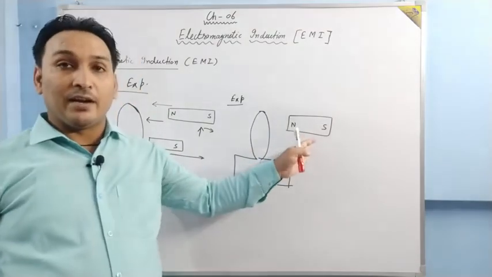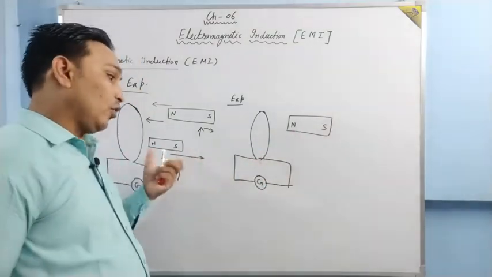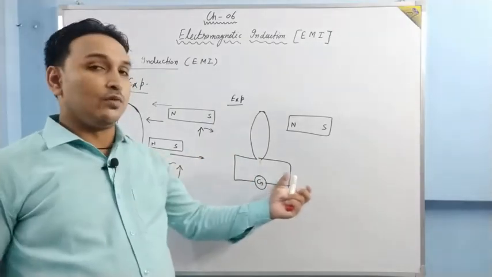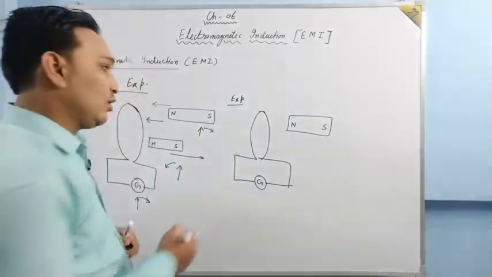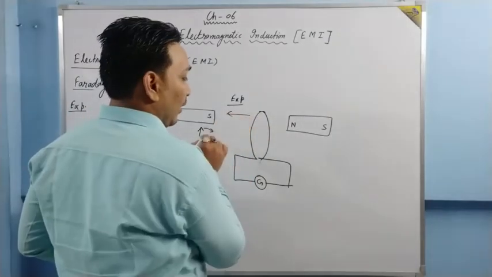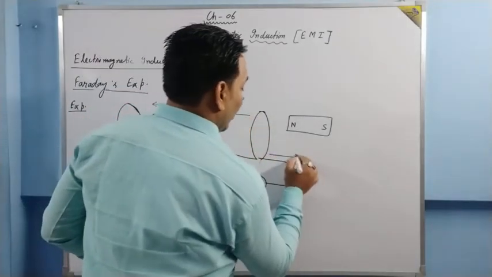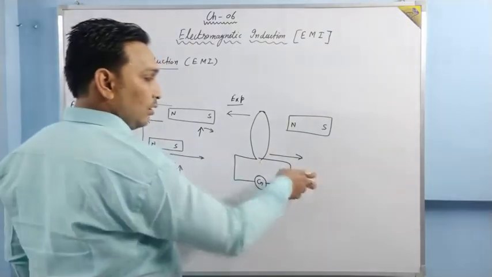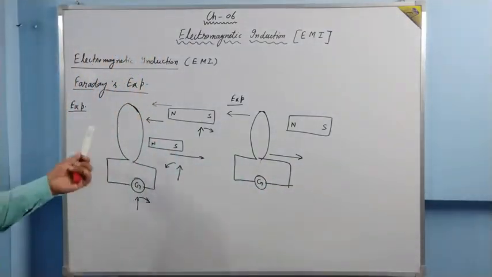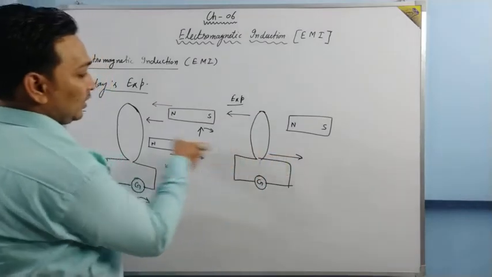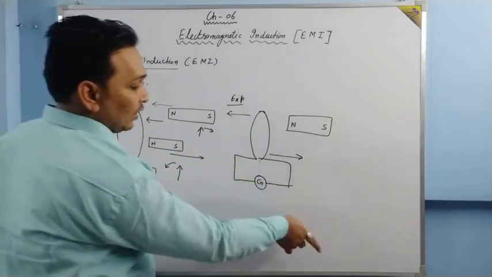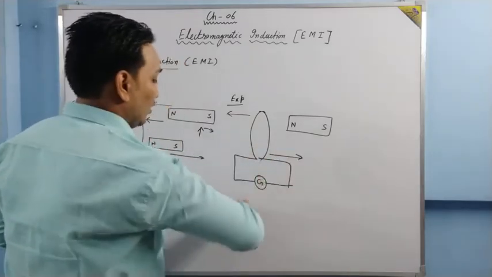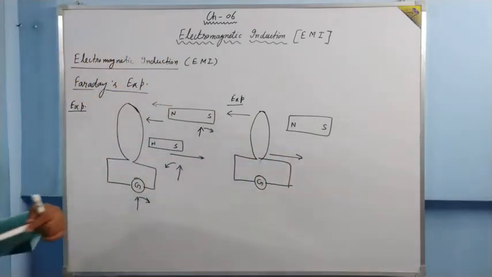He keeps the magnet fixed and moves the loop away from the magnet and then towards the magnet. He starts moving this loop like this. What has he observed? Again the same thing. When the loop is going in this direction, the deflection is in this direction. When the loop is going in the opposite direction, the deflection is in the opposite direction.